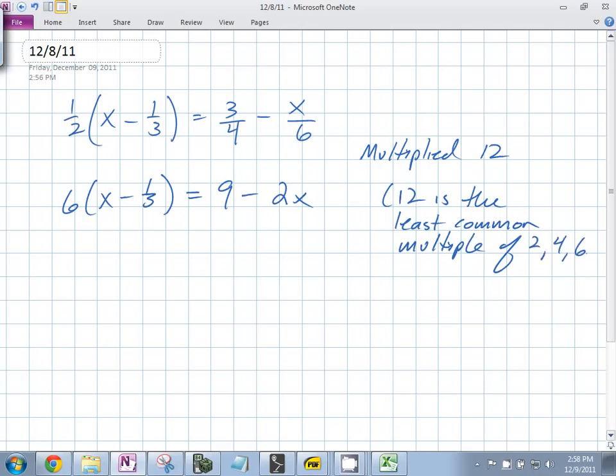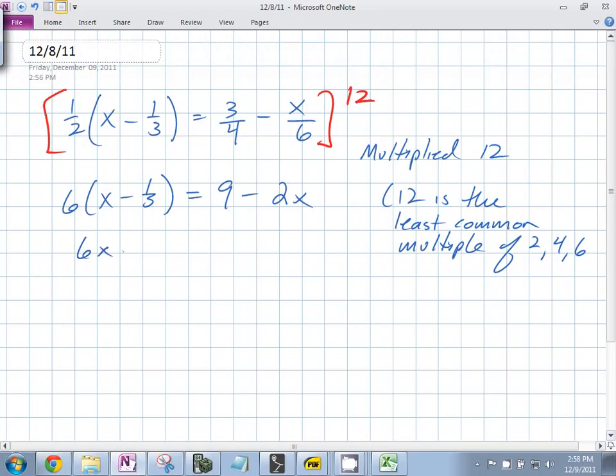Wait, how'd you get 2x? How did I get 2x? x over 6 times 12. What's 12 divided by 6? 2. I multiplied everything by what? 12. What's 12 divided by 6? Oh, 2. Okay, now what do I do?